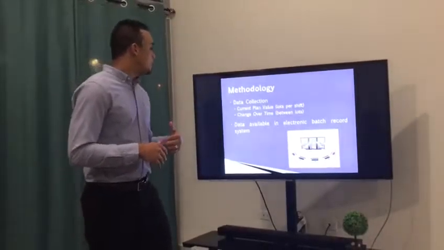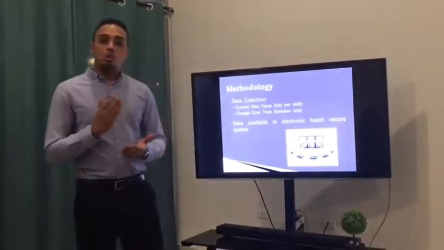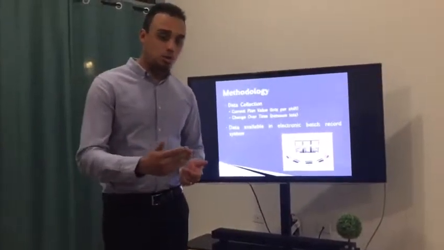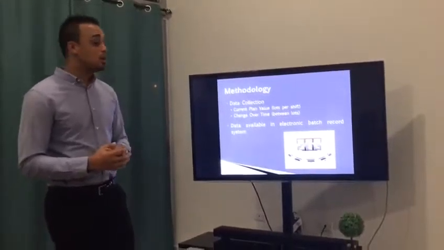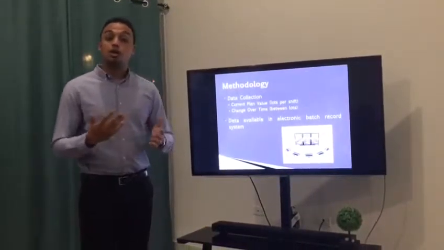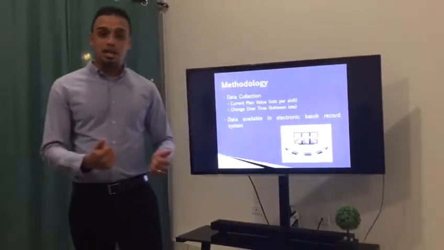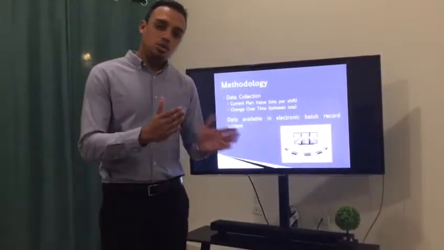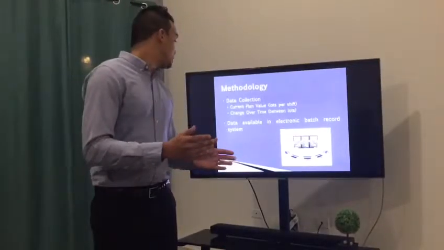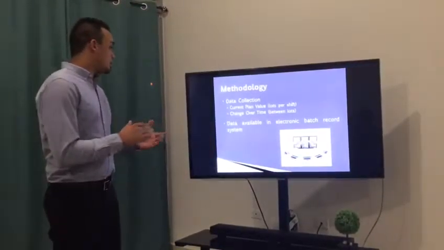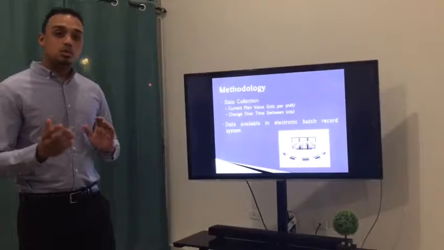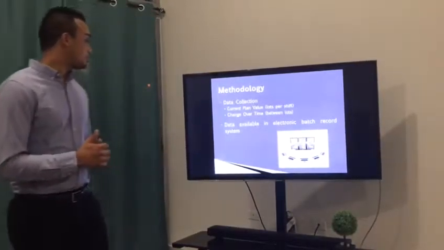So our current plant volume, we have to establish where we are and where we want to move forward to. Currently in my plant, we use electronic batch records. So it is easy to collect this data and evaluate what the changeover times are currently at. And this is, as I mentioned, the time between each manufacturing lot.